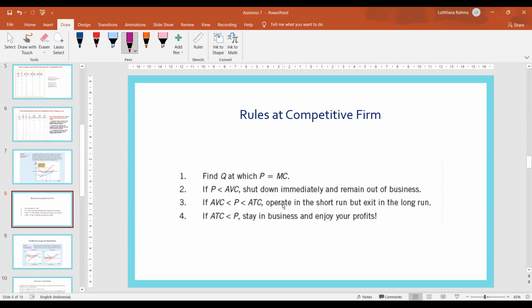Okay, if we talk about a condition in a firm in a perfectly competitive market, or we could say that they are a competitive firm, we should find the Q at which P equals MC, or you can make it easier because you can also use what I'm going to say for another market. Whatever the market is, you could find the Q at which MR equals MC.